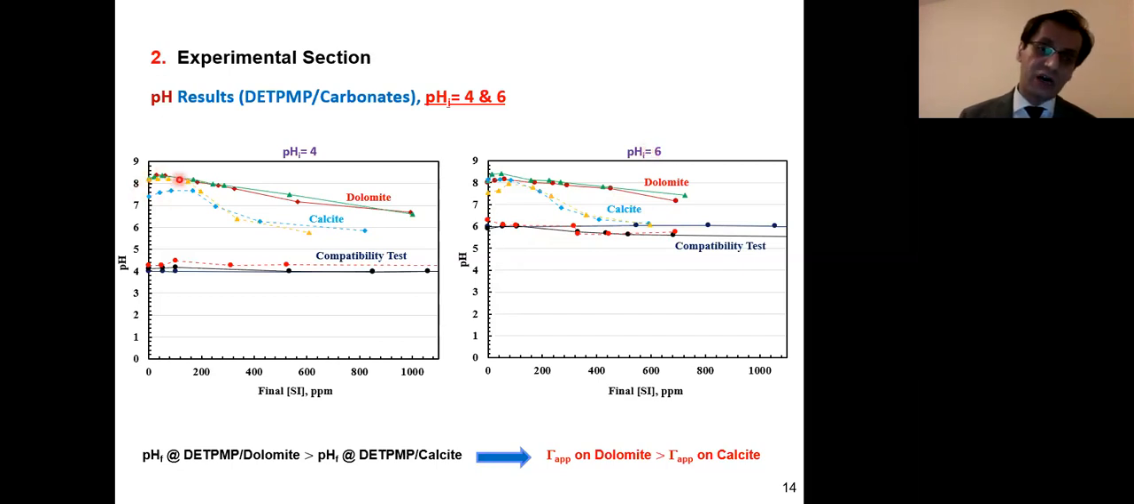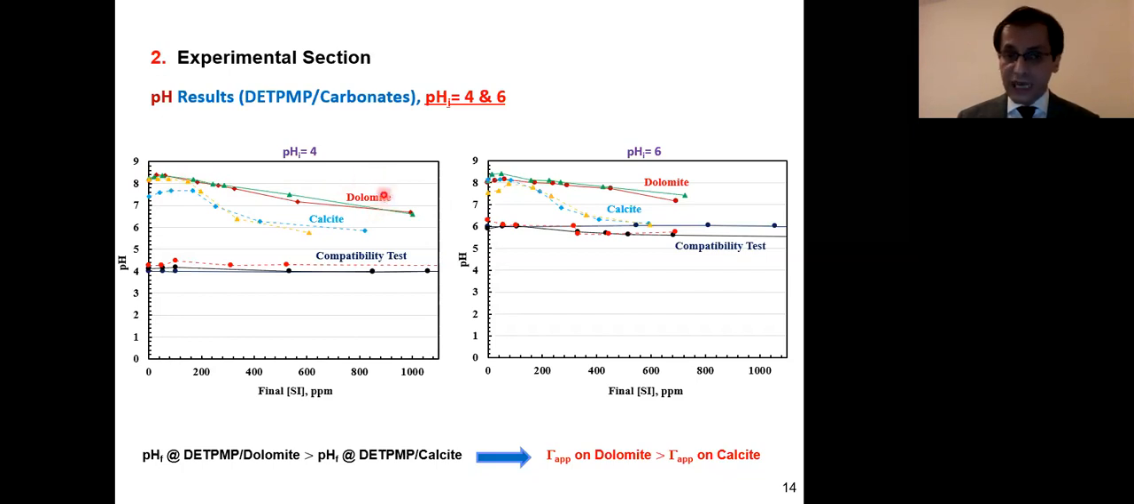After addition of carbonates into the system, the final pH increased to around pH 8 and 7 for the dolomite and the calcite respectively. And it is because of rock dissolution. So we have carbonate rock, and if it is dissolved in North Sea water, the pH starts to go up.